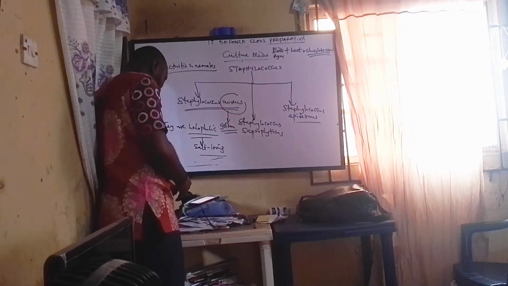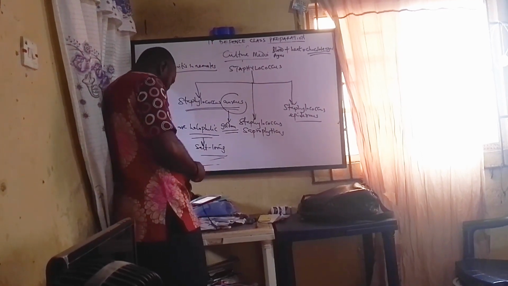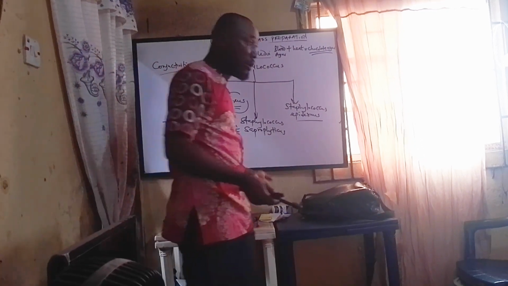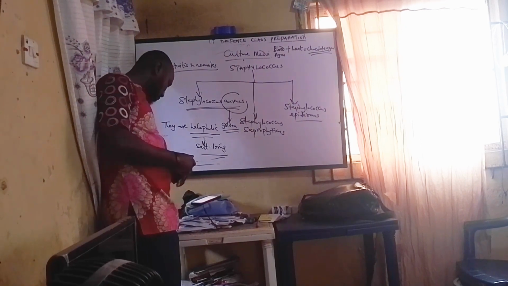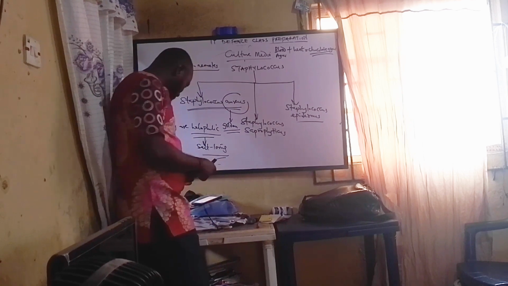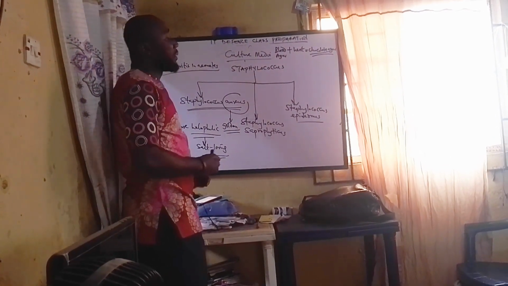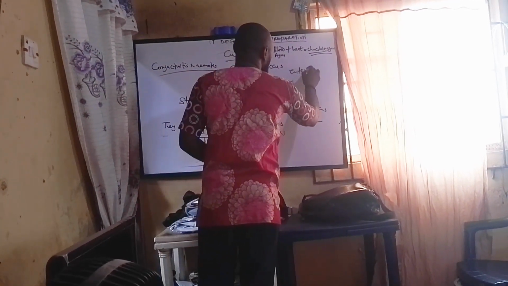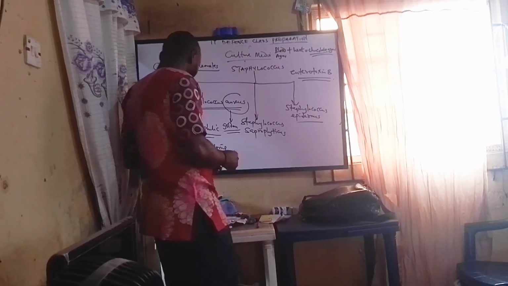Number two, septicemia. Septicemia, we already said it's infection of the what? The blood. The blood is infected. Number three, pneumonia. It can lead to pneumonia. It can even lead to food poisoning due to a particular toxin. Food poisoning due to enterotoxin B. Enterotoxin B will cause food poisoning.